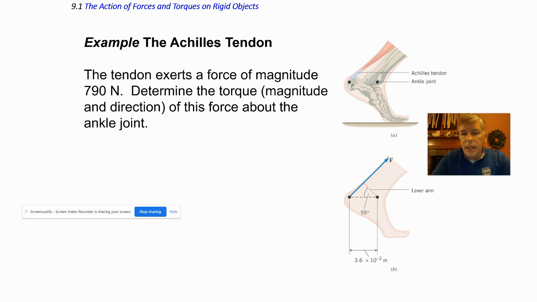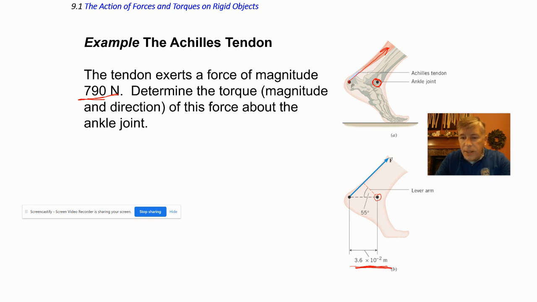We know that your Achilles tendon here is basically grabbing onto the heel and it's going to pull with some amount of force and cause a pivot around your ankle joint. So what I want to know is, if the Achilles tendon is pulling with 700 newtons of force, how much torque does that provide around the ankle joint? Assuming that the distance is 3.6 times 10 to the minus 2, or 3.6 centimeters, away from the ankle joint.